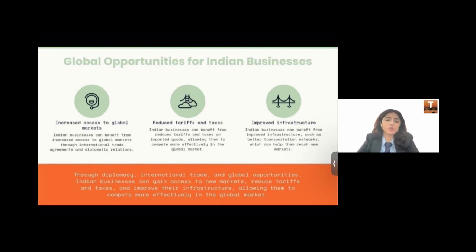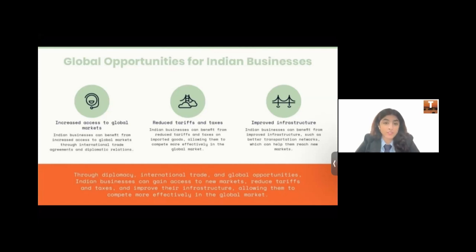Third can be technology and innovation, research and development collaborations. We can engage in collaborative research and development projects with global partners, leveraging their expertise and access to funding, and develop innovative solutions for global challenges. This can lead to the creation of new technologies, patents, and competitive advantages.